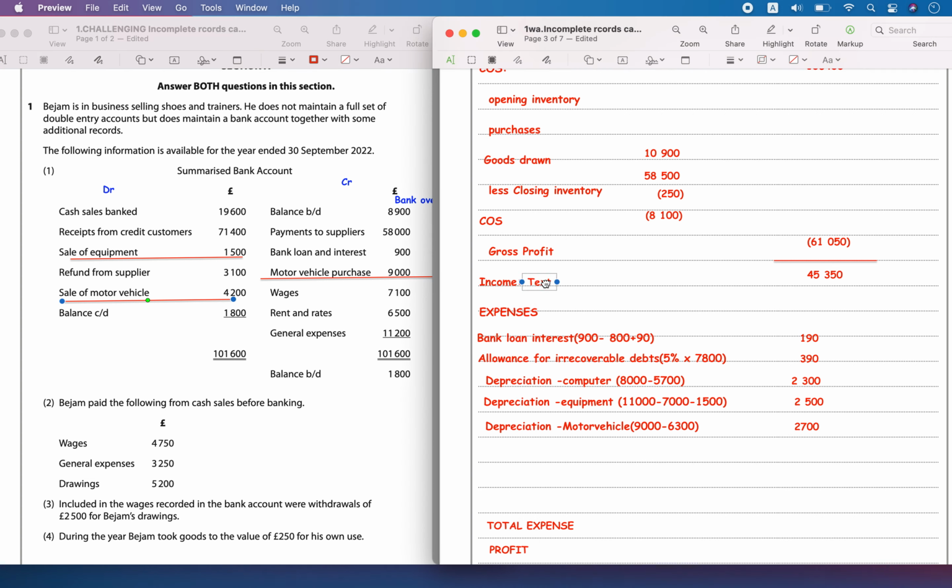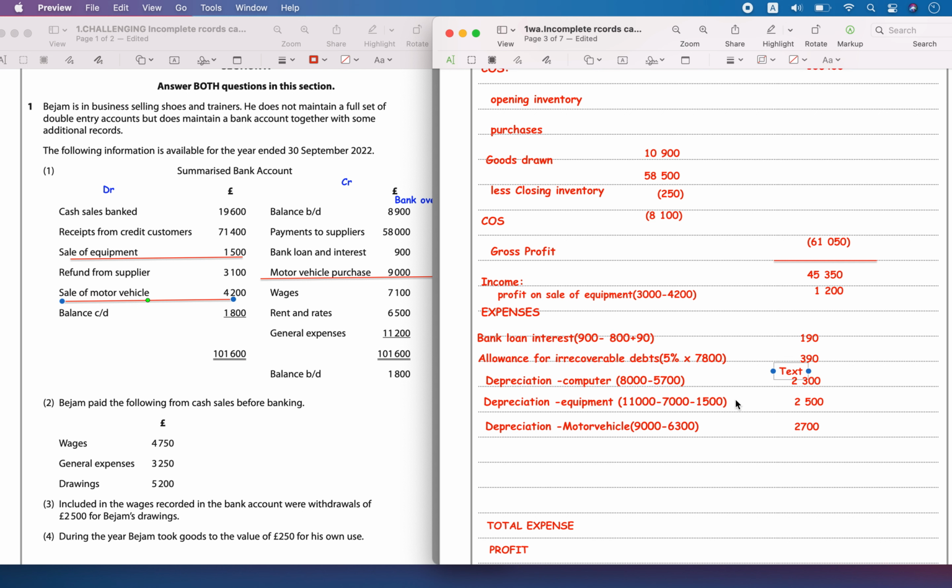Okay, so we assume there was a profit on the sale of equipment. So that value is 3,000 minus 4,200. Since we don't know the exact depreciation amount, we just assume they made a profit of 1,200. Then, okay, what are the other things?